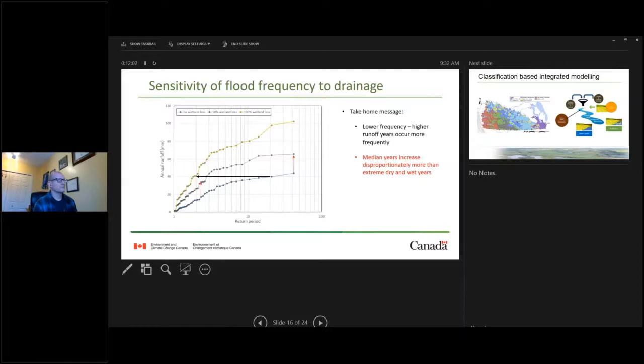But on the other side of the coin, what we find is that those average years, those median years around that 1 in 2 year return period, increase disproportionately more than the extreme dry years. And why is it? Because in the dry years, there's not much rain coming out of the sky. And in wet years, everything's wet and everything's full. So there's not a lot of storage capacity on the landscape, or the storage deficit is low on the landscape anyways, whether somebody has removed it through drainage, or the ponds or the depressions are just full. So you don't get as much of an increase in the wet years, though you do.